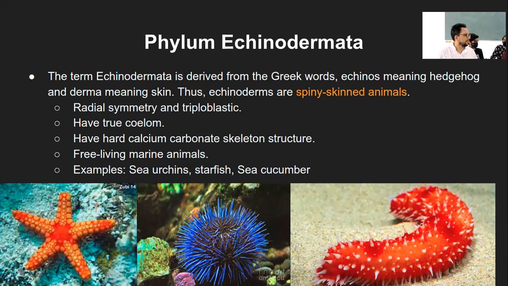Most of the time. There are a few organisms which are made up of other minerals as well. But most of the organisms, including your crab and scorpion and stuff like that, are made up of calcium. So that is the phylum Echinodermata. Like I mentioned, the main characteristic is the radial symmetry and the spiny skin.